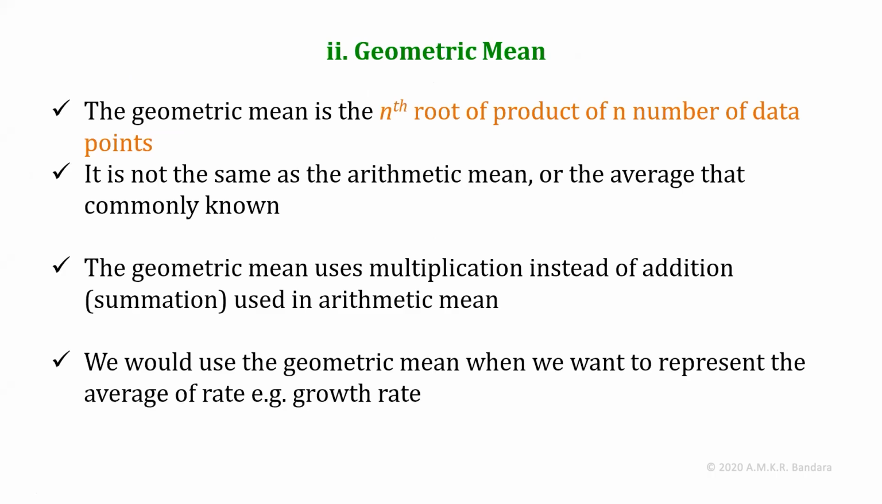Second version of average is geometric mean. One disadvantage of arithmetic mean is the effect of extreme observations, extremely large or extremely small observations. Geometric mean is not affected by extreme observations. This mean is used to calculate the average of rates, variable rates. For example, growth rate.